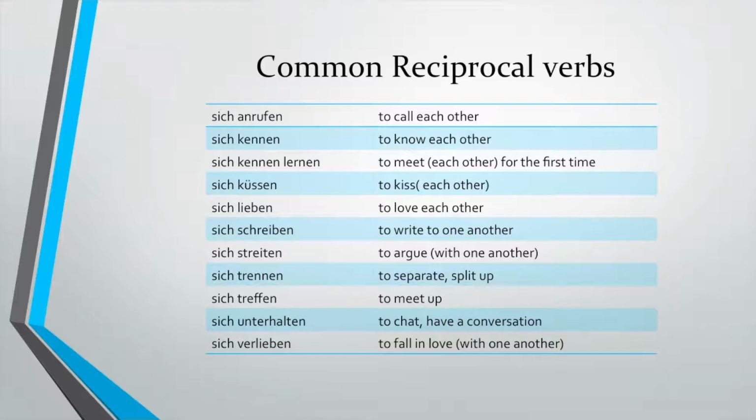Now here's a list with some very common reciprocal verbs. Sich anrufen, sich kennen, sich kennenlernen, sich küssen, sich lieben, sich schreiben, sich streiten, sich trennen, sich treffen, sich unterhalten und sich verlieben. These are some very common ones. I would suggest that you write those down and just memorize those. You'll probably encounter these more often, and therefore you need to know these, okay?